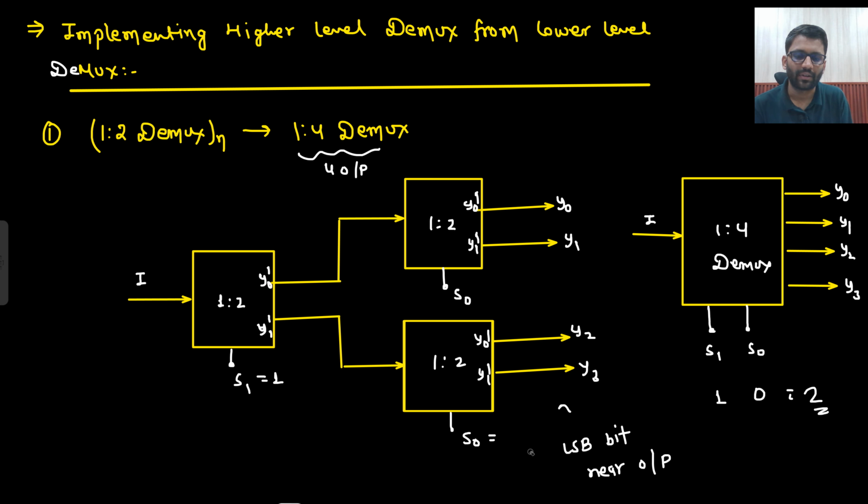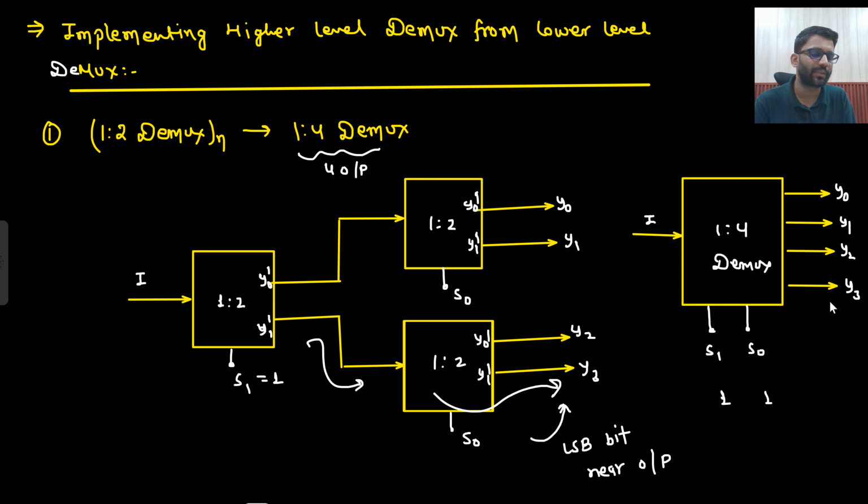So let's take another example. If I put both equal to 1, so if S1 is 1, that means this information will be transferred here, right? And if S0 is 1, then this information will be transferred here. So where did you expect the information to come? At Y3 only. So yes, it is coming at Y3 only. So that's correct.